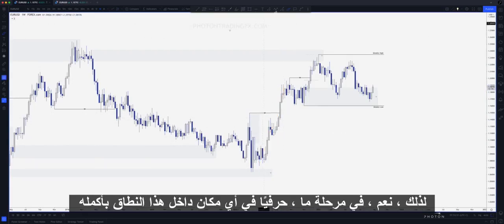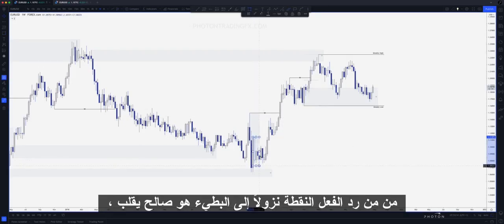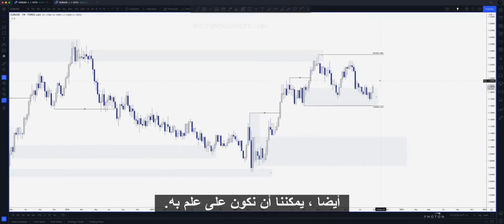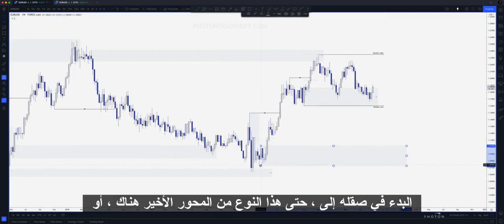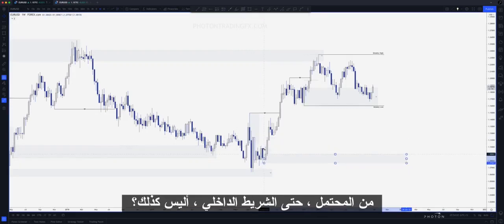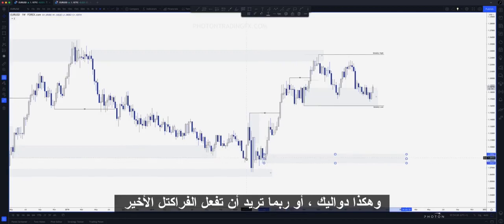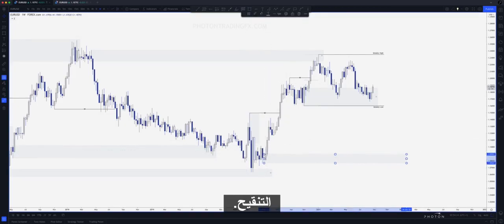So at some point, literally anywhere within this entire range, from the reaction point down to this low, is a valid flip zone, right? It's quite a large zone. We can be aware of it when price reaches back down here, or you can start to refine it to that last pivot there, or potentially even the inside bar, and so on and so forth. Or maybe you want to do the last fractal refinement.